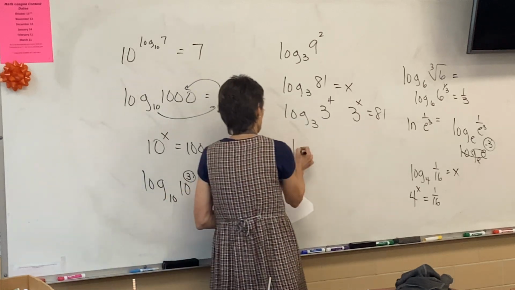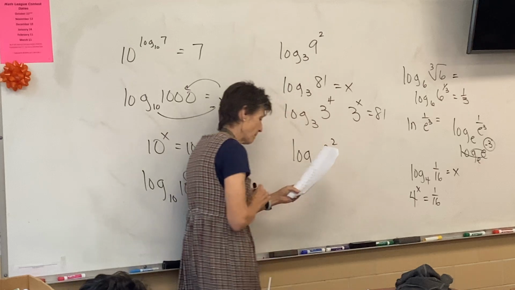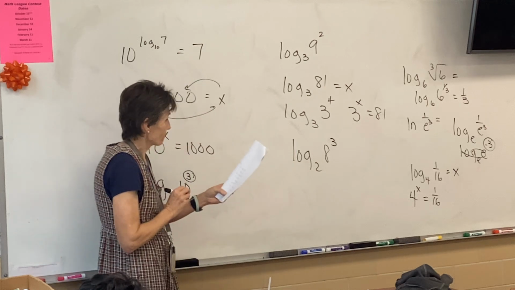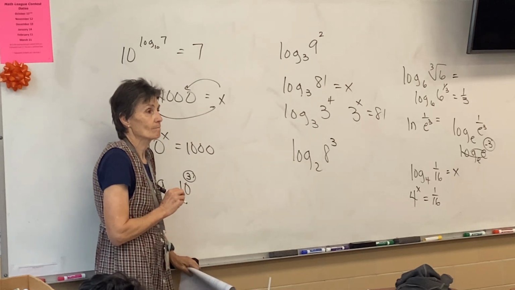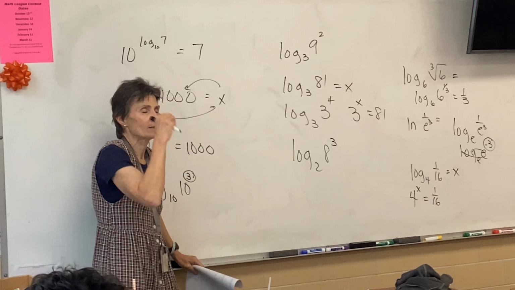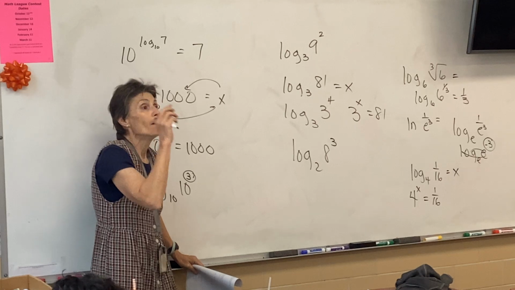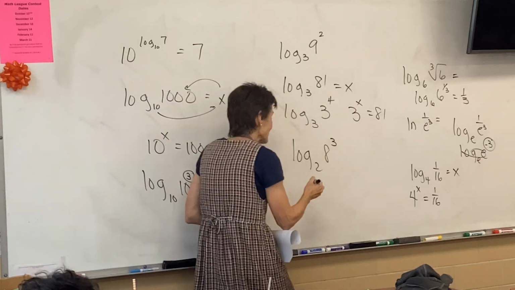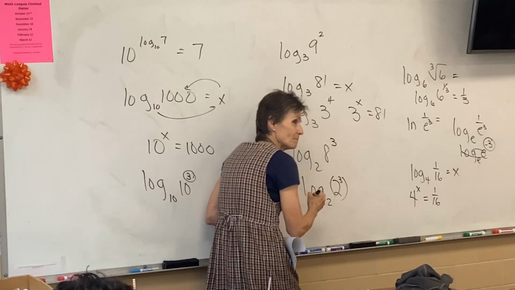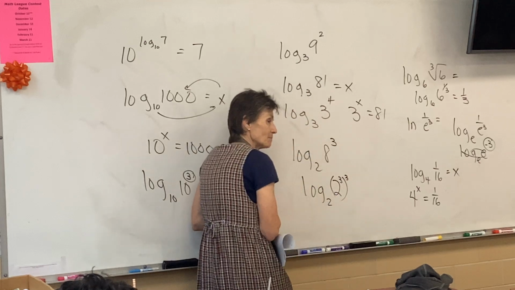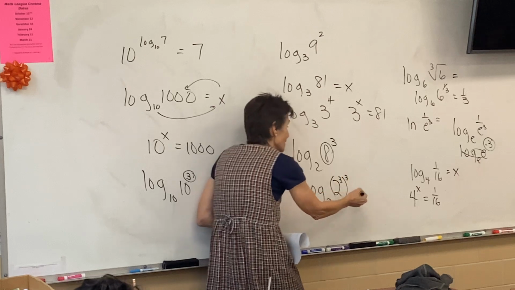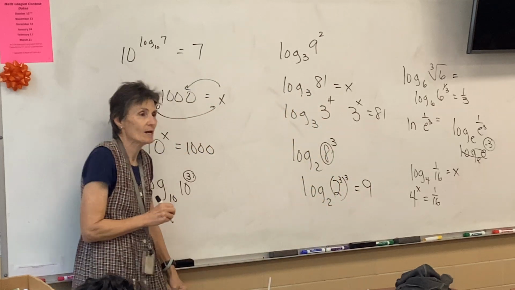All right, next one is log base 2 of 8 squared, 8 cubed, sorry. 8 cubed. Now Jake is bringing up an interesting point. It might be easier, Jake, to change that 8 into a 2 cubed and then cube it. So this is 2 cubed right here. What do I do with those exponents? Multiply. The answer's 9. Yep, the answer's 9.